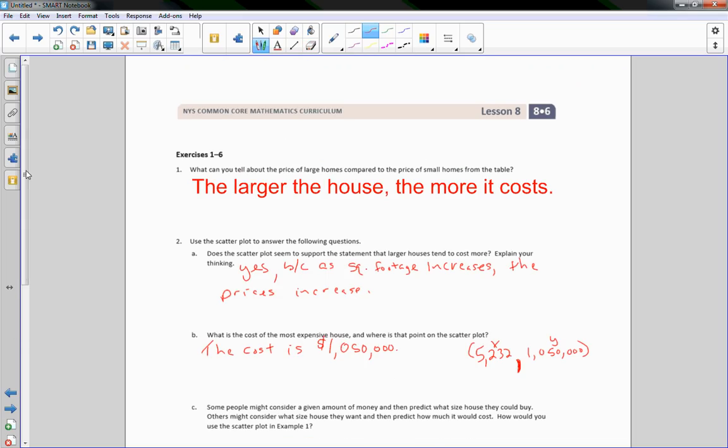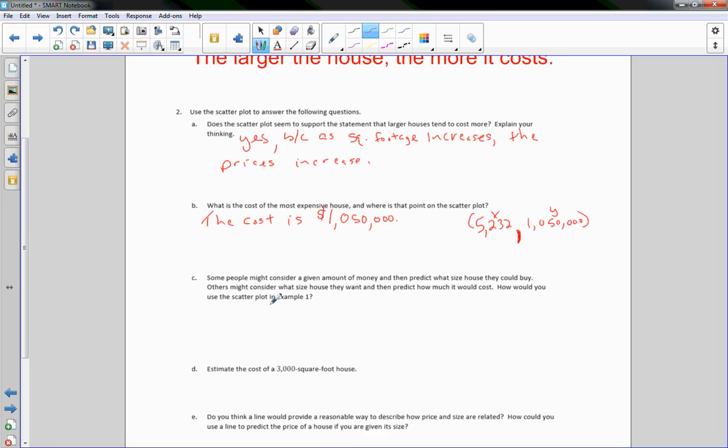Number 2C says, some people might consider a given amount of money and then predict what size house they could buy. Others might consider what size house they want and then predict how much it would cost. How would you use the scatter plot in example 1? Well, I personally would choose a value that fits my budget. So I would choose a dollar amount and see how many square feet that would get me.